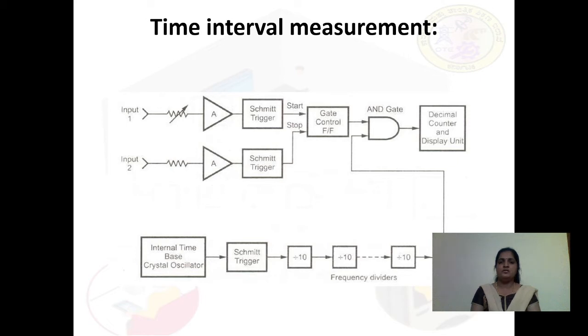Then both the signals are loaded onto the Schmitt trigger circuit. A Schmitt trigger circuit converts any type of waveform into a square or pulse kind of waveform. Initially, we are loading input 1 at the starting. At the first interval, we are passing input 1 through the ranging and attenuator circuit. Then we are amplifying the signal, then loading it onto the Schmitt trigger circuit. Then it acts as a start pulse in order to enable the AND gate.